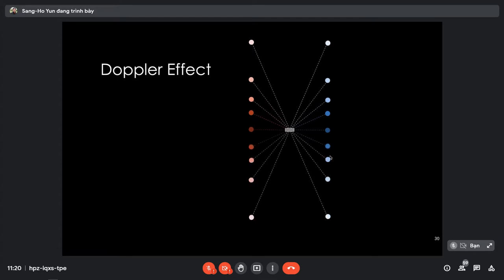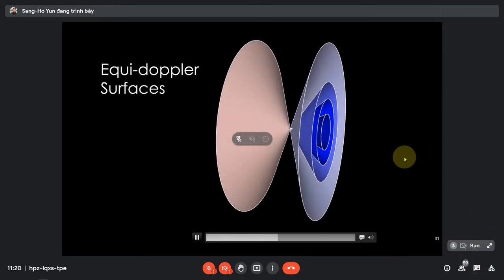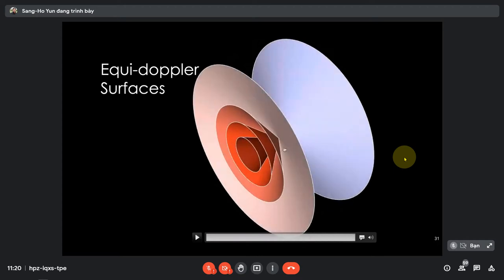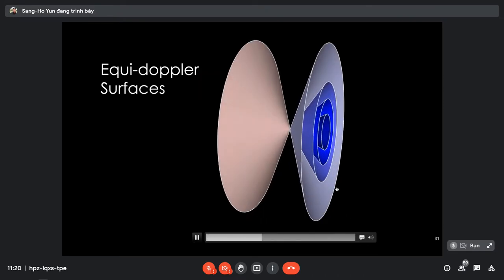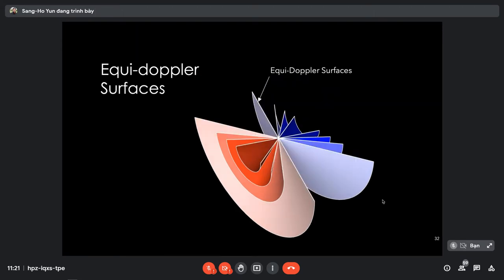Also, if you imagine more targets below the antenna like this, there's also top and bottom symmetry. It forms a cone like this, and concentric cones, and we call that an equidoppler plane or surface. This concentric cone is the collection of all the targets in space that have the same Doppler shift.